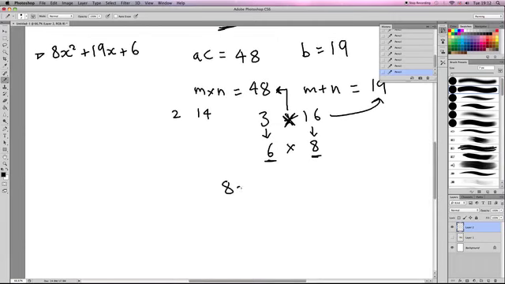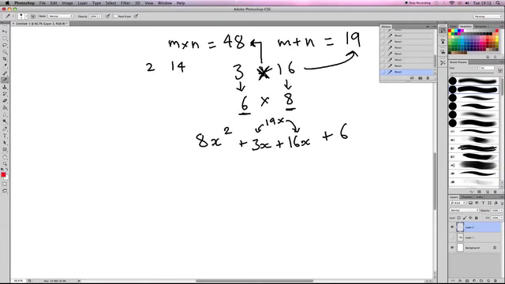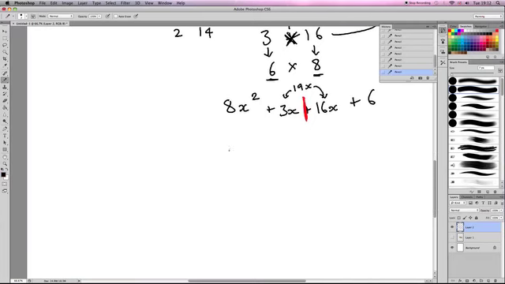So I had 8x squared. I'm going to split the 19x into 3x plus 16x. So I split those two up, and then plus the 6 there. And again, it doesn't matter if you did the 3 first or the 16 first. It still works. Just split it up and take out any factors.